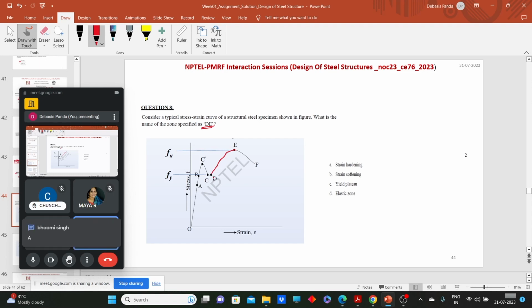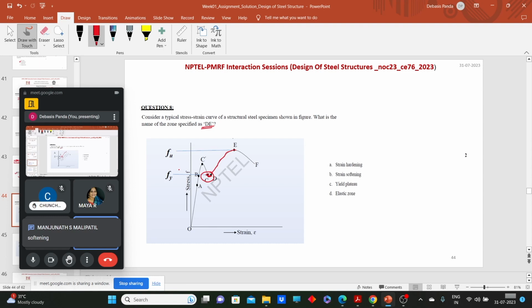Strain hardening. Very good, Bhumi. And what this portion is called? CD. What this CD portion called? D portion is called strain hardening. Very good, very good. But now I am saying what this called? Softening. Yeah, we call this yield plateau point.